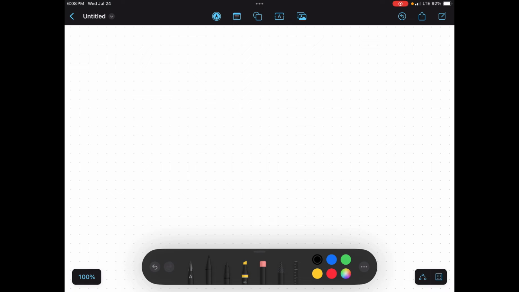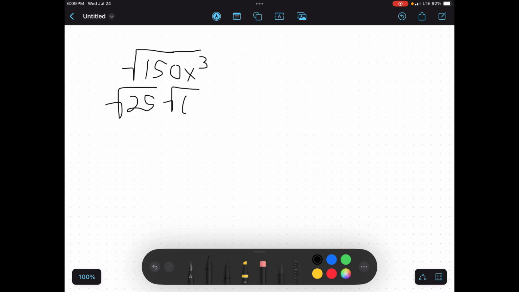For example, let's say I had something like the square root of 150 x cubed. I always recommend that people write this in stages. Start with the numbers and then move on to all of your letters. So we just talked about the numbers. That should be pretty easy. 25 is a number from our list that goes into 150. And 25 times 6 gives us 150, so I get radical 25 times radical 6.